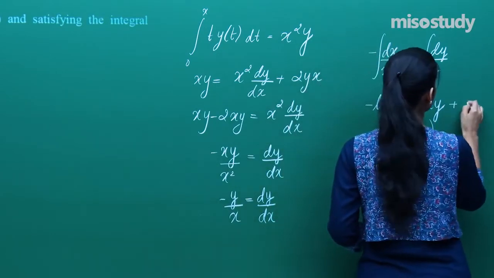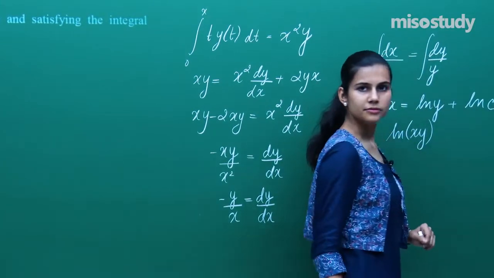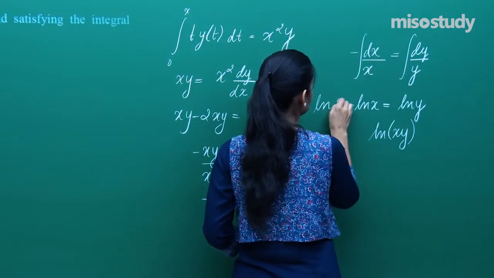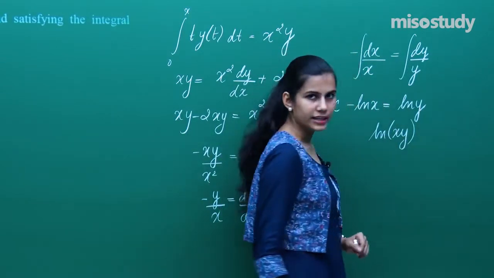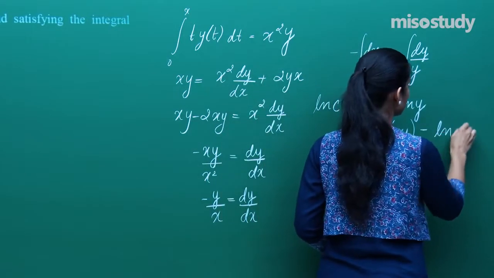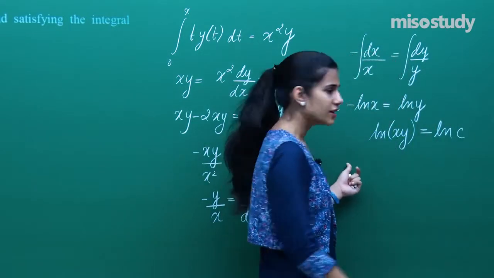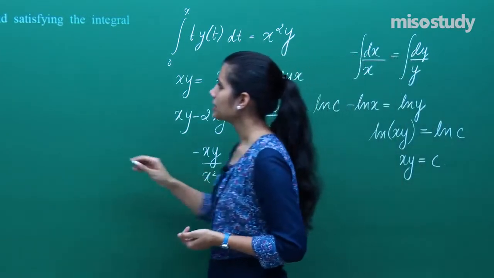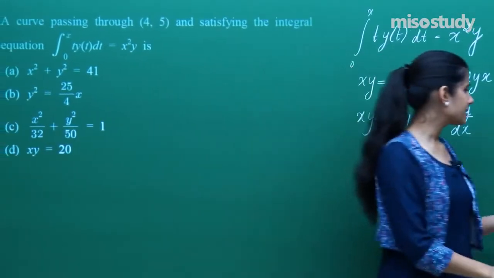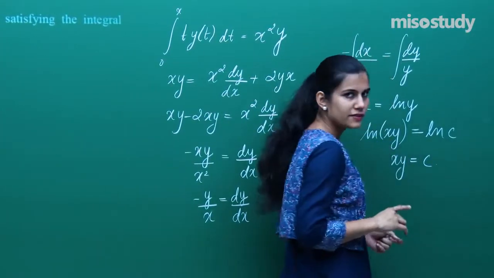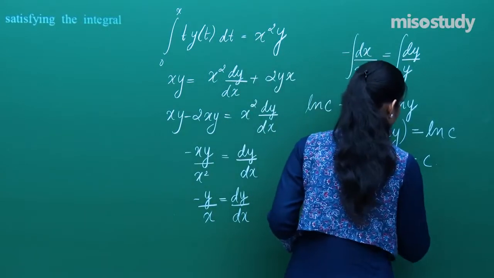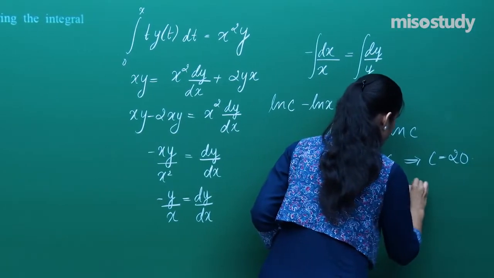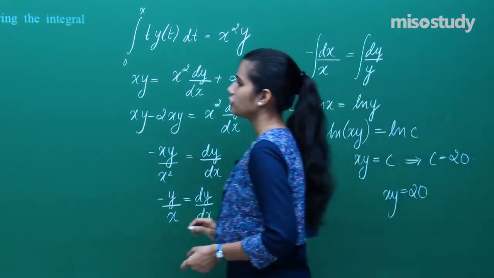And you can just write over here ln c. So you get ln x plus ln y equals ln c. You know that this is a 1, 1 function and therefore xy equals c. But it is given that the curve is passing through (4, 5). So when x is 4, y is 5. That (4, 5) is going to satisfy the equation of this curve. You get c is 20. Therefore xy equals 20 is the required equation of the curve.